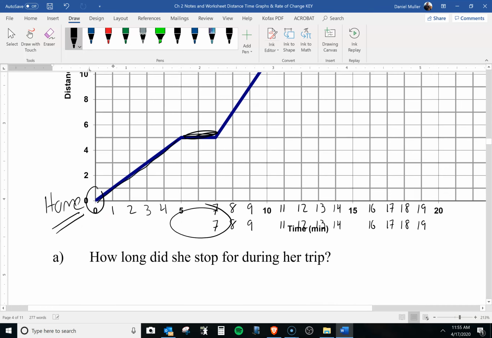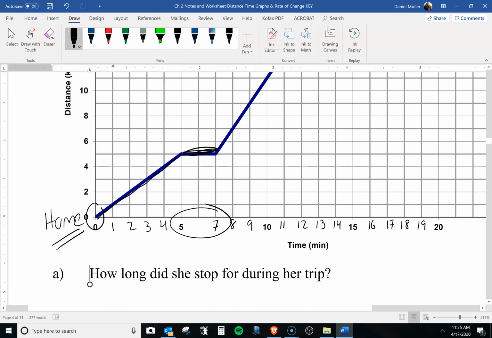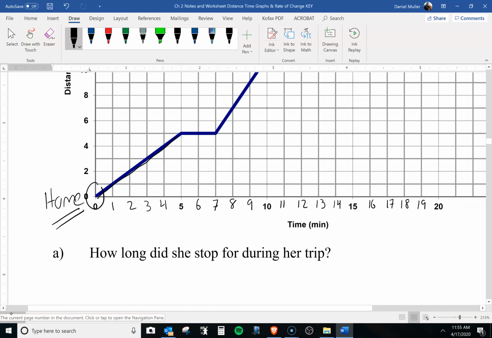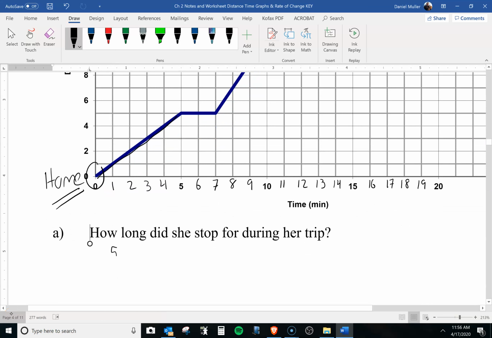Okay, let's make sure this actually works. So from 5 to 7, I'll do a little bullet point. There was a stop, so that's for 5 to 7. So that was a total stop of 2 minutes. I was going to write seconds, but no, it's 2 minutes. I'll just put MIN.